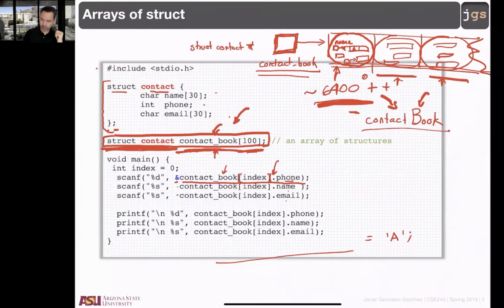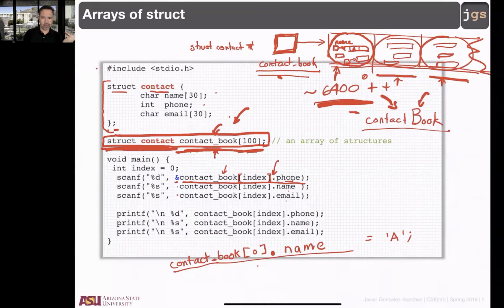Well, you want to access the first element in the array. The name of the array is contact book. So this one is the array. This one is the first element. Now, you want to access name. In order to access name, you need the dot, name.